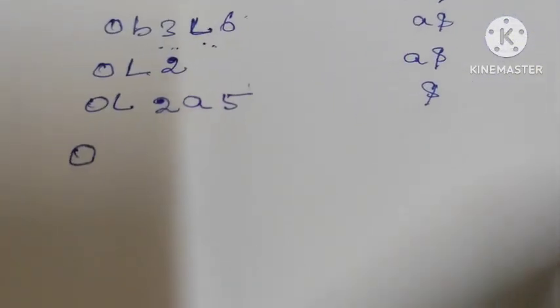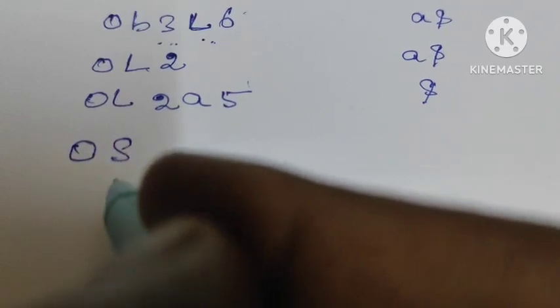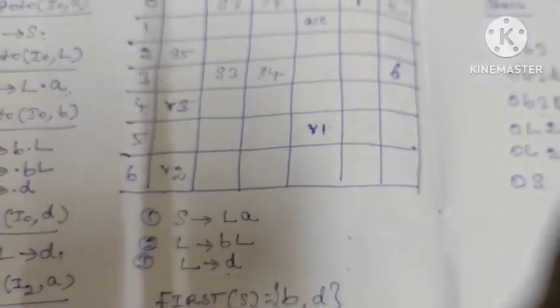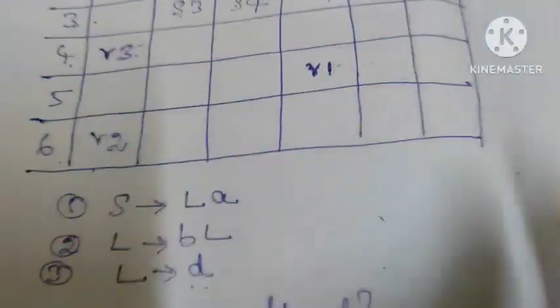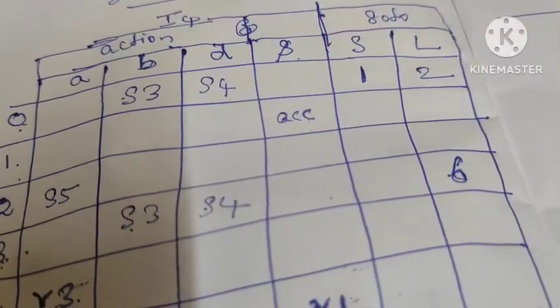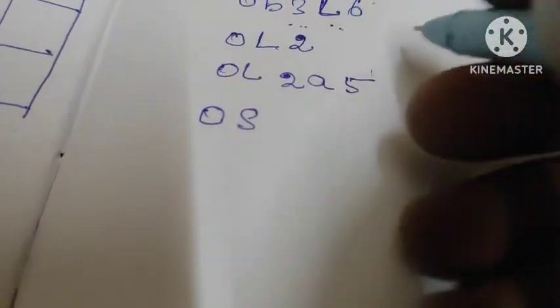So S is the left side non-terminal. So I push 0 and S. Now see here, left side you have 0, right side you have S. Now go to the table and see 0 and S. 0 and S meets in 1, isn't it? So I write it as 1 here.